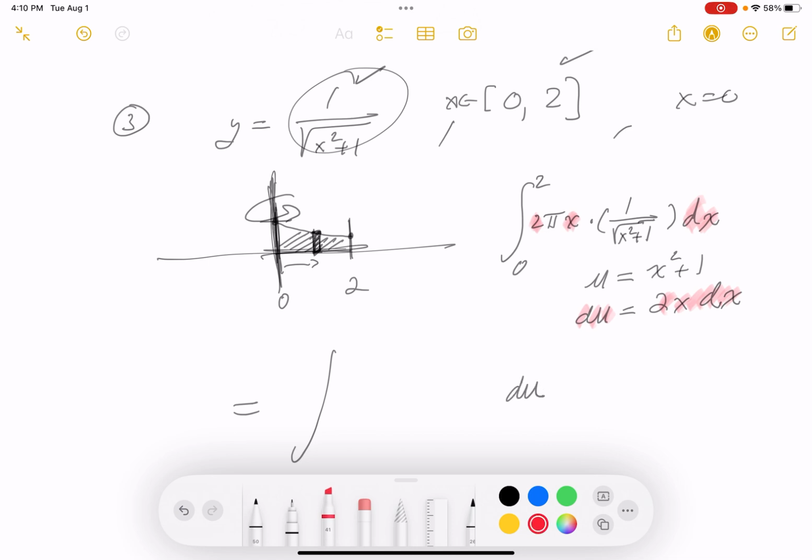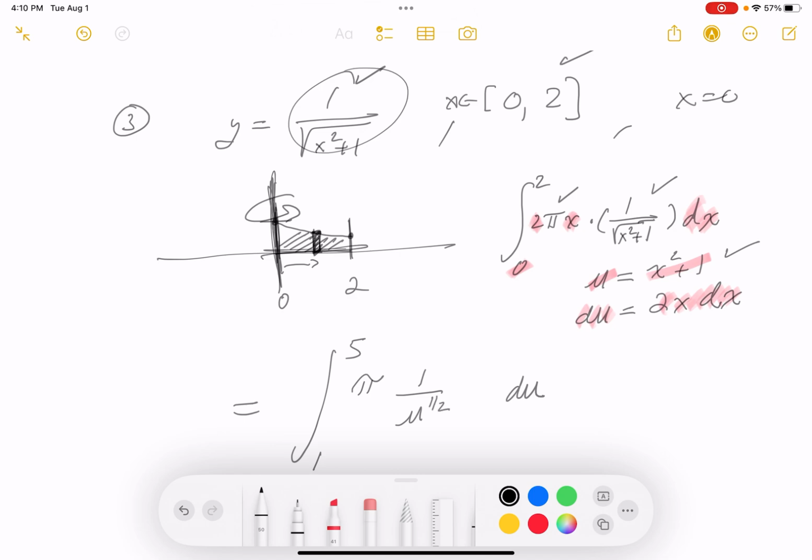I see a lower limit where x is equal to 0. Well, if x is 0, what would you get for u? You just get 1. Okay. If x is 2, what would you get? Again, we're looking at this. You get 4 plus 1, which is 5. Now what are you left with? You're left with pi. You're left with this too, which is going to be 1 over the square root of u, so u to the 1/2.